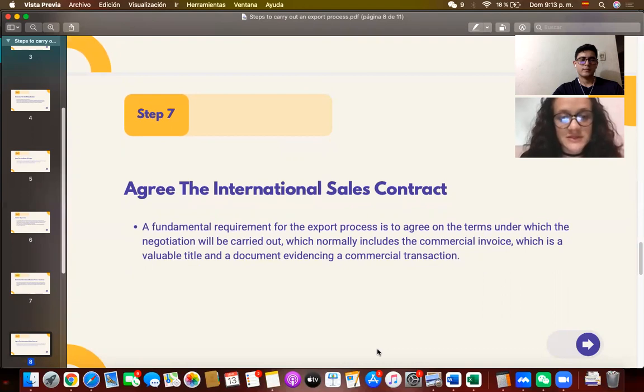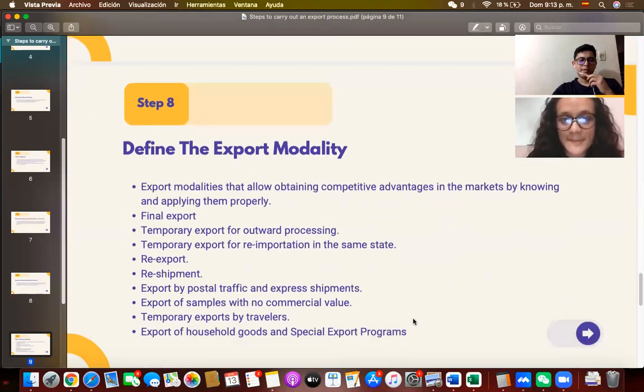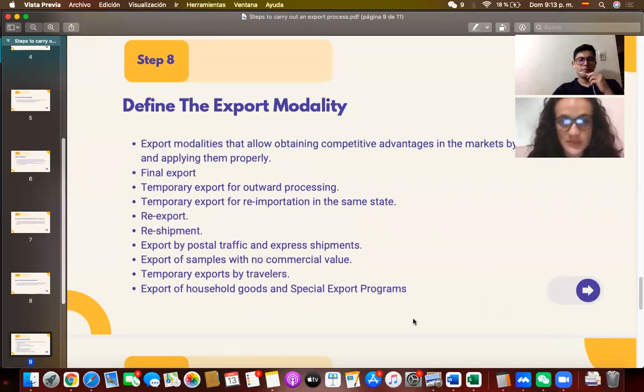Step 7, agree the international sales contract. A fundamental requirement for the export process is to agree on the terms under which the negotiation will be carried out, which normally includes the commercial invoice, which is a validator and a document evidencing a commercial transaction. Okay, in step 8, we have to define the export modality.